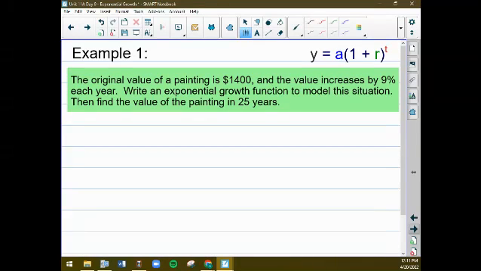So here's an example. It says the original value of a painting is 1,400 and the value increased by 9% each year. Write an exponential growth function to model the situation, then find the value of the painting in 25 years. Okay, so I'm going to have y equals a, my starting value. So that's the 1,400.